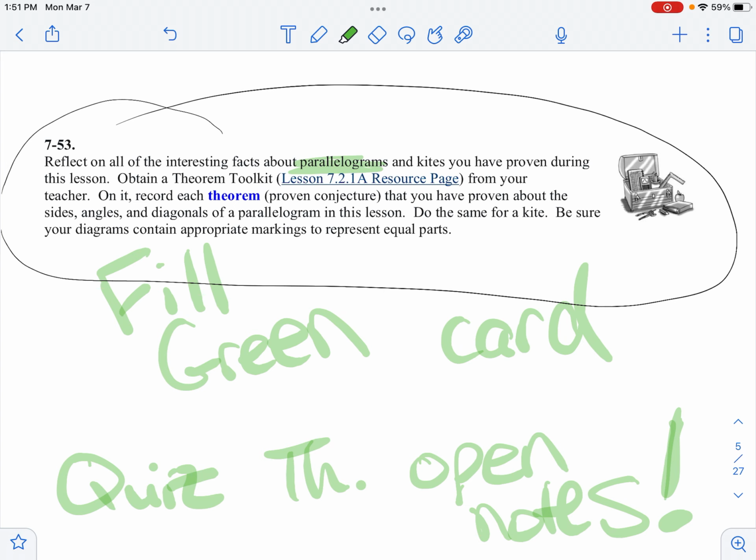If you haven't already, start your homework if you've got extra time in class. That way you don't have much to do tonight.